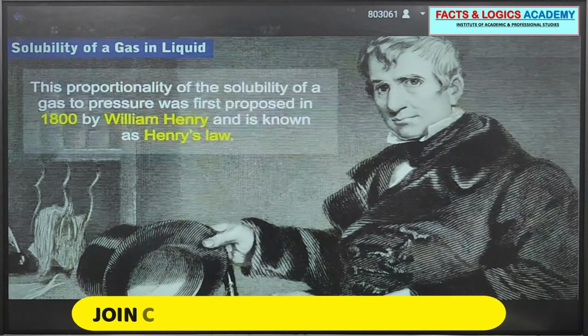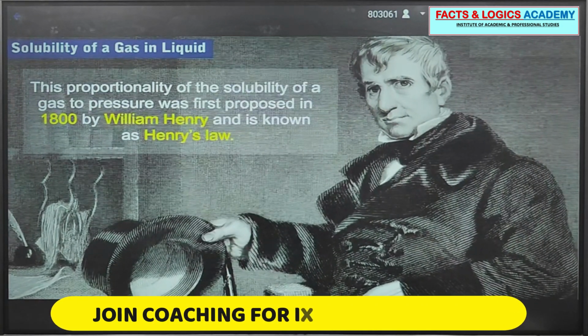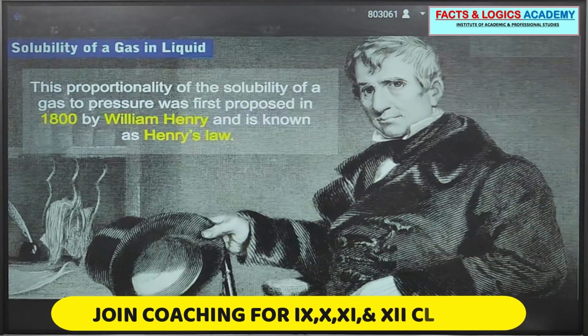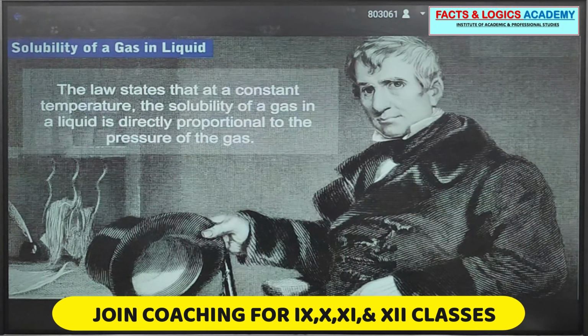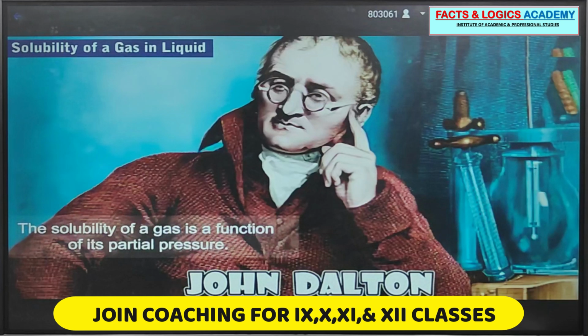This proportionality of the solubility of a gas to pressure was first proposed in 1800 by William Henry and is known as Henry's law. The law states that at a constant temperature, the solubility of a gas in a liquid is directly proportional to the pressure of the gas. Dalton, a contemporary of Henry during the same period, concluded independently that the solubility of a gas is a function of its partial pressure.